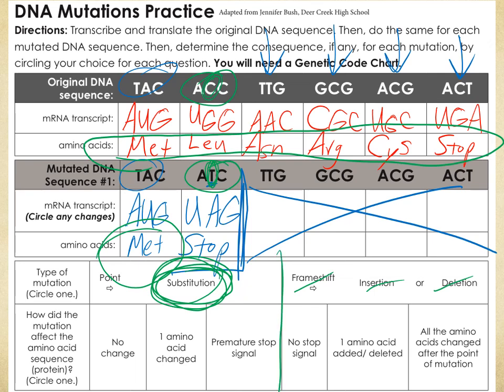We're looking now in this little box over to the left here. There was a change, so we can cross out no change. It's not just one amino acid changed, it was a premature stop signal. That was the result of this. So you would fill that out there. One little letter changed, and because of that, the entire protein after that was basically shut down and stopped way too early. So that's going to be our effect there.